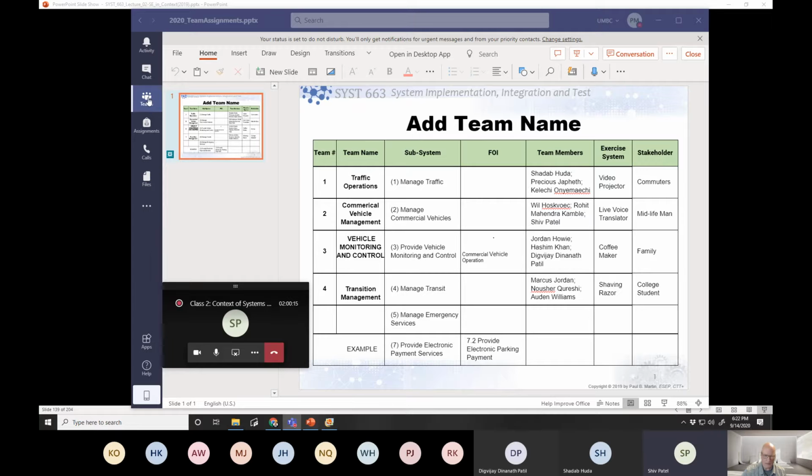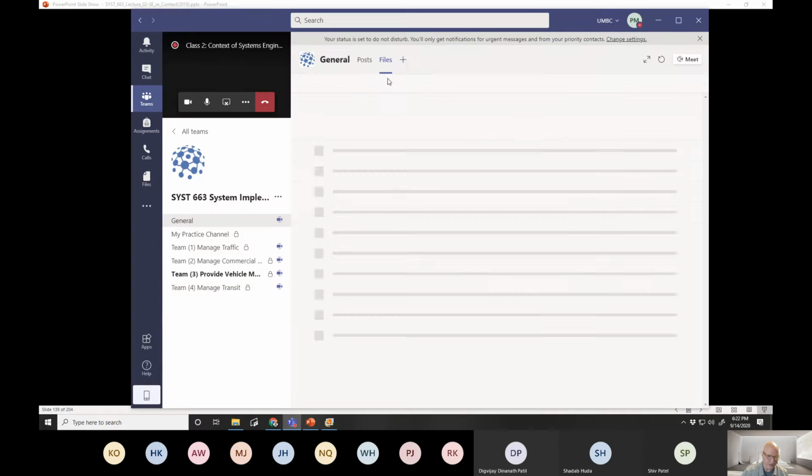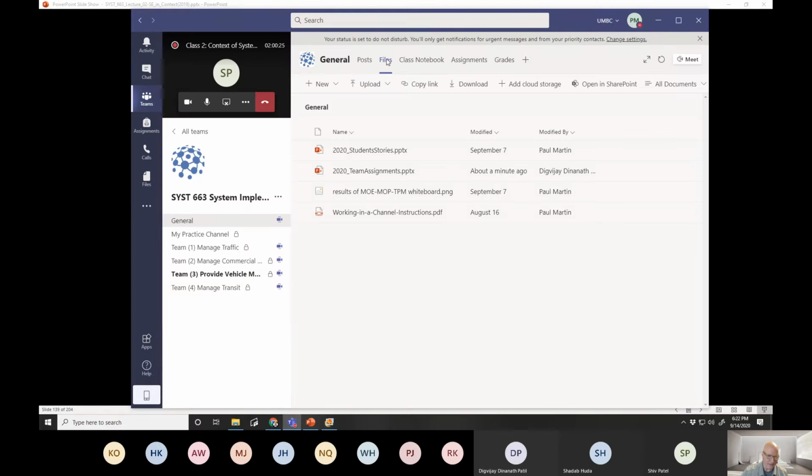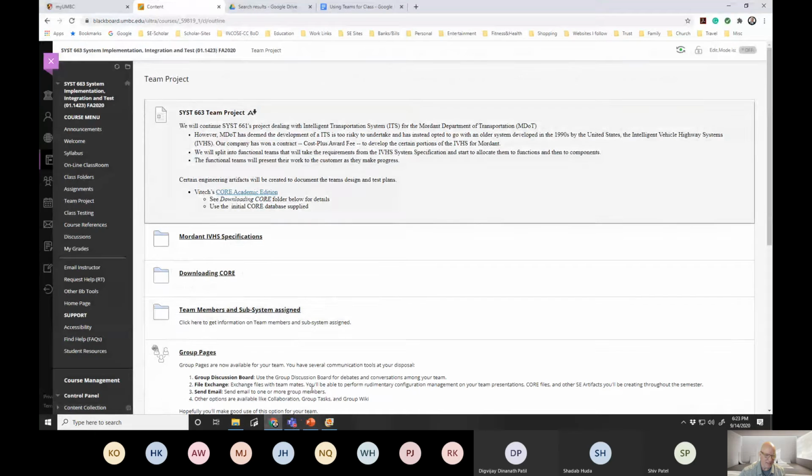This file I'm showing you is under General, right here, General files. Real straightforward. Just fill that FOI out. Almost everything is in the team's project. If you want to send me a note that says, here's our function of interest, that would be nice. I might ask you next week what it is. I would like that filled out.